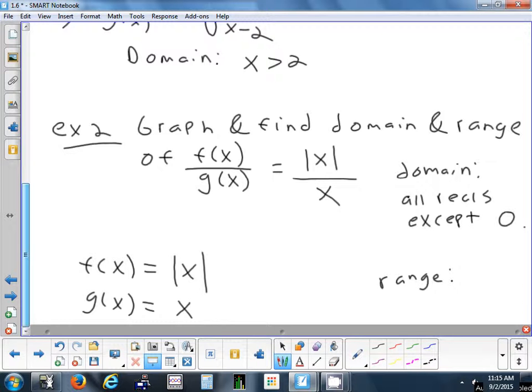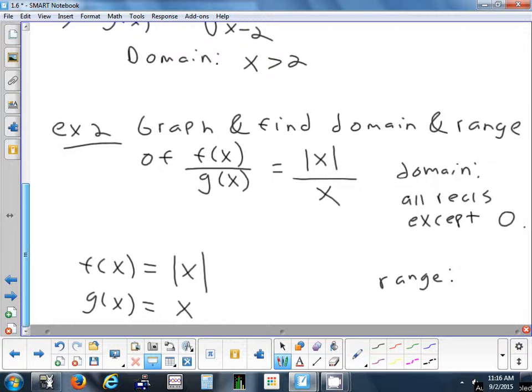Let's think about it a little bit before we graph it. Let's say I plug 2 in for x. Bill, if I plug 2 in for x in the top, what do I get? 2. If I plug 2 in for x in the bottom, what do I get? 2. What's 2 divided by 2? 1. Okay, so we know we get 1.